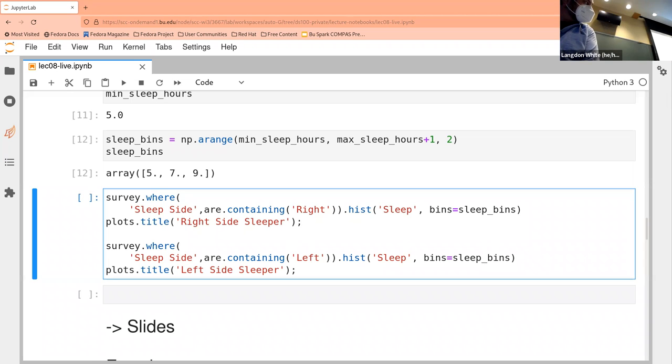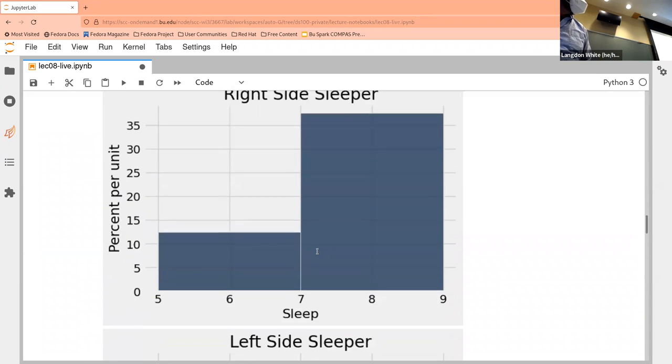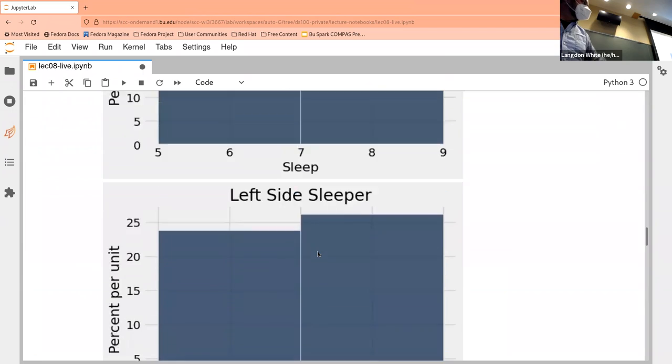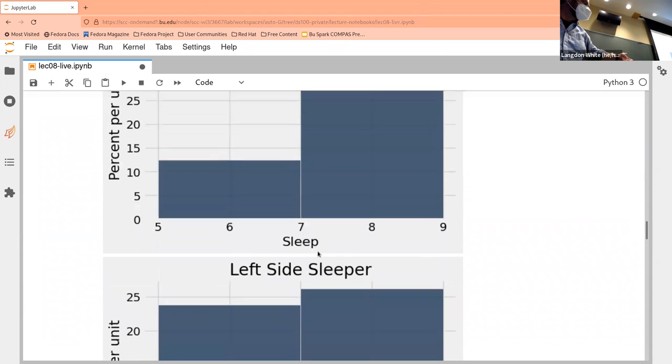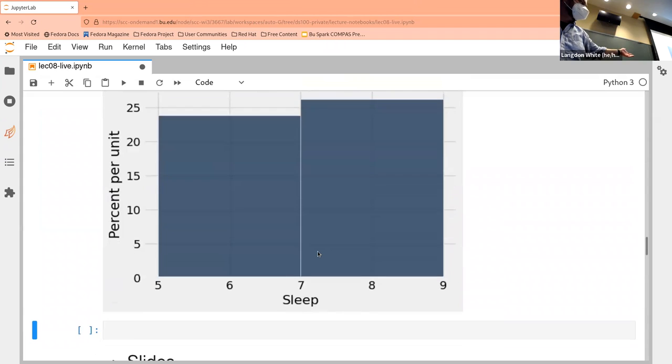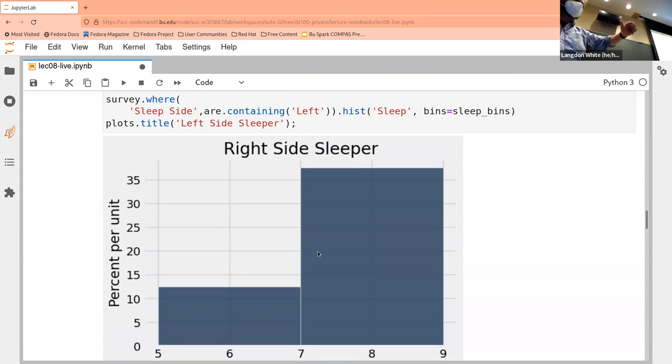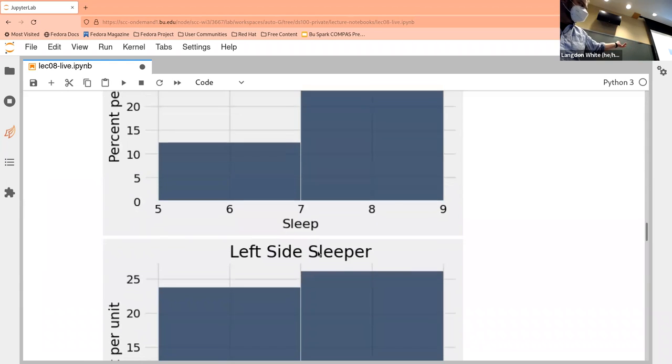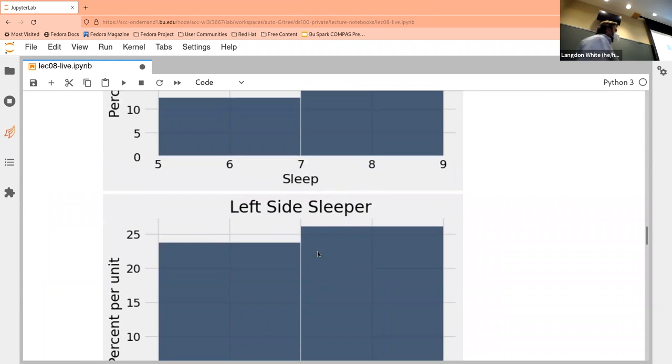And what I think is cool about doing this with actual class data is in this particular class, clearly you need more sleep if you're a right side sleeper. But if you're a left side sleeper, you need less sleep to some extent. I'm kind of eyeballing the numbers quickly while we're doing this live, but you get the idea. So you can answer fun questions about the data you're looking at, and if you were doing a research study, this would be a real thing, right?